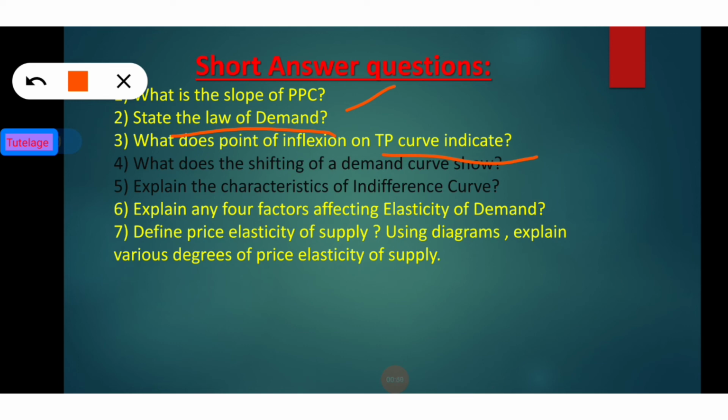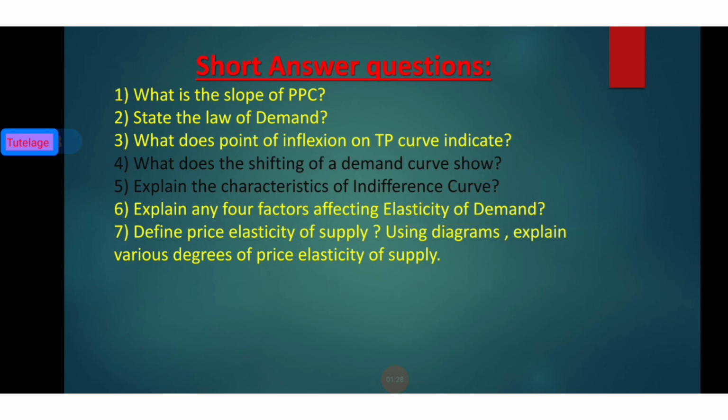The next question is, what does shifting of demand curve show? Next question, characteristics of indifference curve. Next, four factors that affect the elasticity of demand. The next question is price elasticity of supply. Using diagrams, explain various degrees of price elasticity of supply. So we have already discussed this in detail earlier, so please go and check it once. I think you will get all the answers. Okay, so now move on to the next slide.